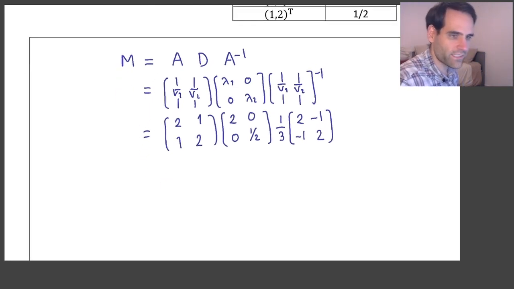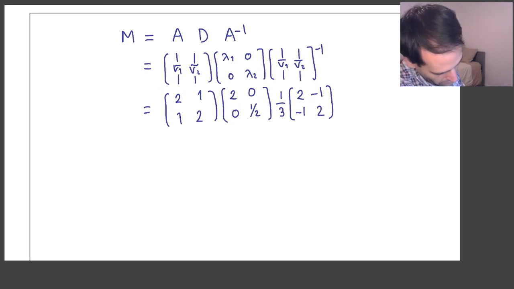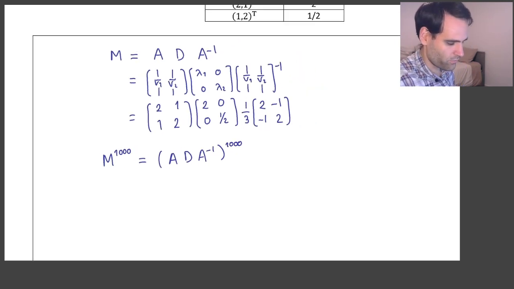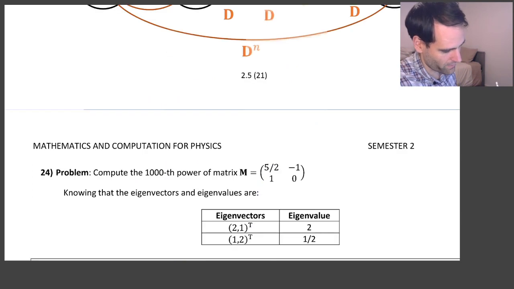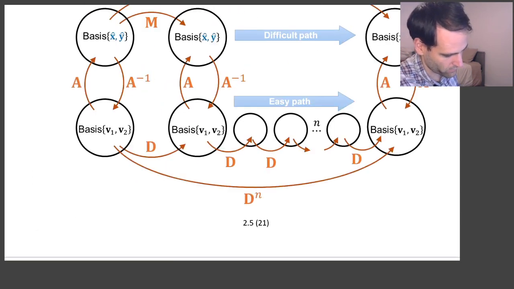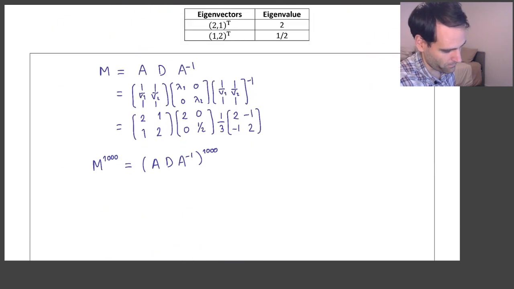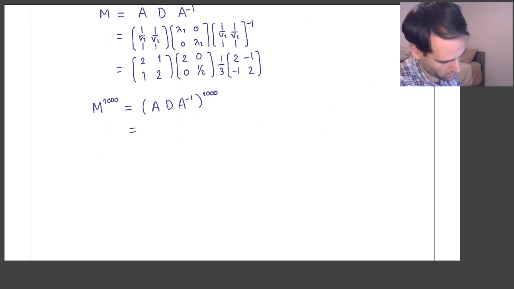Okay, so knowing that this is true, then you know that M to the power 1000 will be equal to A times D times A to the minus 1, to the power 1000. But as I just showed you in the previous video, that can be simplified because all the A's cancel with the A minus 1s. They cancel out. So you end up with A times D to the n times A to the minus 1. So this is equal to A times D to the power 1000 times A to the minus 1.